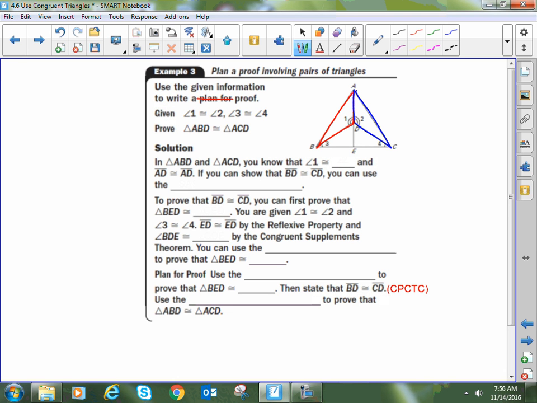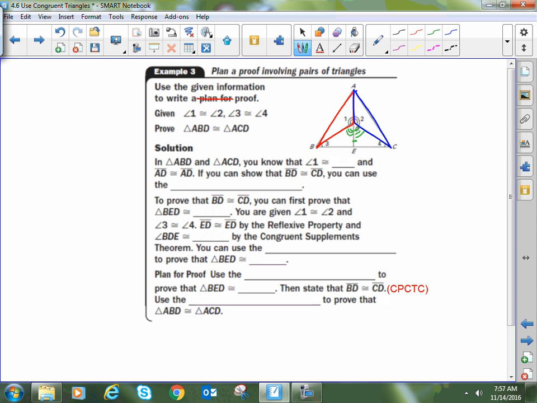Well, looking at the diagram, we have angles here. Let me pick another color. Let's go green. This angle here and this angle here at vertex D have to be the same, similar to what we saw in example 1. They're supplements to the same angle. So according to the congruent supplements theorem, those angles have to be the same as well. Segment DE in both figures has to be the same.